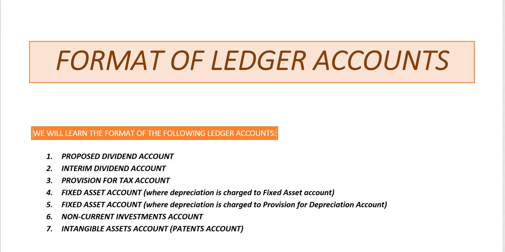In this video we will learn the format of the following ledger accounts. One is the proposed dividend account, two the interim dividend account, three provision for tax account, four fixed asset account where the depreciation is charged to fixed asset account, five the fixed asset account where depreciation is charged to provision for depreciation account, six the non-current investments account, and finally seven the intangible assets account, that is a patents account, for example.